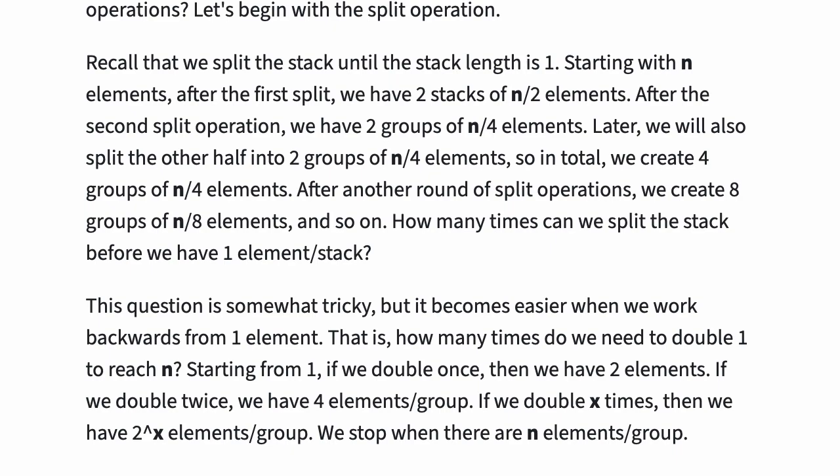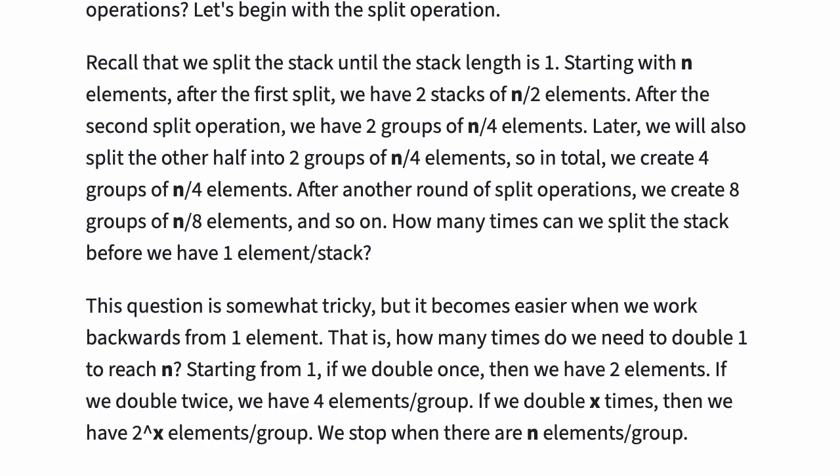How many times can we split the stack before we have 1 element per stack? This question is somewhat tricky, but it becomes easier when we work backwards from 1 element. That is, how many times do we need to double 1 to reach n? Starting from 1, if we double once, then we have 2 elements. If we double twice, we have 4 elements per group. If we double x times, then we have 2 to the x elements per group.